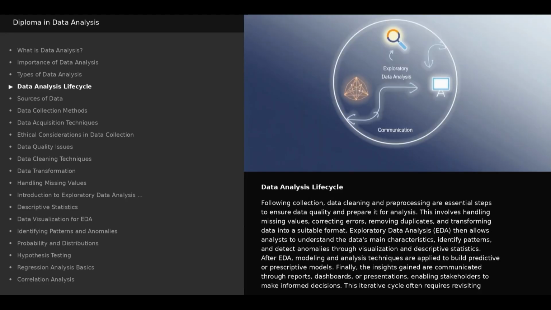Following collection, data cleaning and preprocessing are essential steps to ensure data quality and prepare it for analysis. This involves handling missing values, correcting errors, removing duplicates, and transforming data into a suitable format. Exploratory data analysis, EDA, then allows analysts to understand the data's main characteristics, identify patterns, and detect anomalies through visualization and descriptive statistics. After EDA, modeling and analysis techniques are applied to build predictive or prescriptive models.